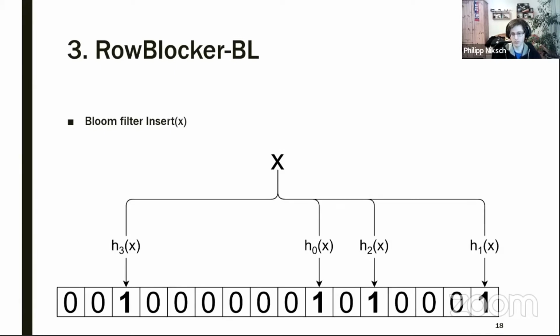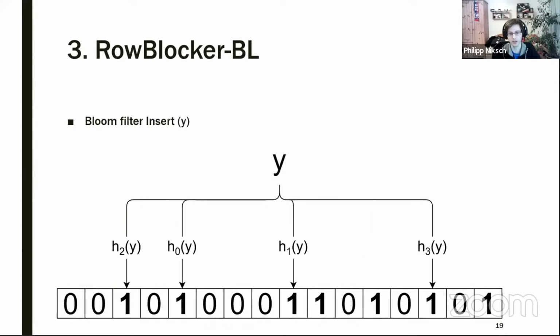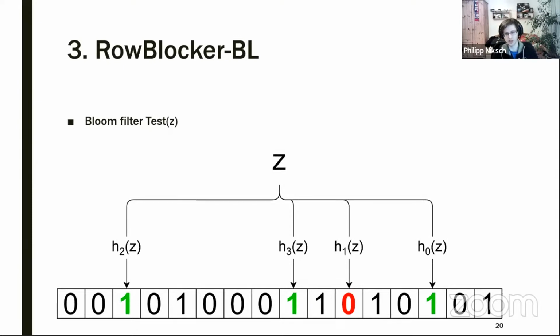Inserting an element X into the Bloom filter is a bit more interesting. We evaluate all the hash functions for X and set the corresponding bits in the array to 1. Inserting a second element works in the same way. If the element was already set to 1 by a previous insertion, the bit stays 1. In order to test if an element is in the data structure or not, the hash functions are evaluated as well. If 1 or more of the corresponding bits is 0, we can be certain that the element has not been inserted into the data structure.